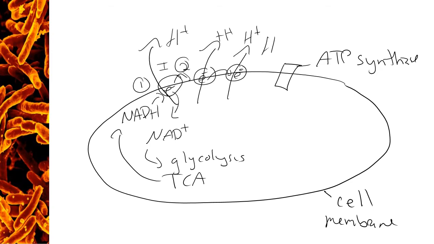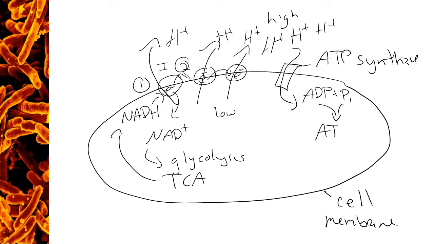This creates a proton gradient, what we also call the proton motive force, where we now have a high concentration of protons outside the cell compared to a lower concentration in the cytoplasm. Anything that has high concentration on one side and low concentration another will like to diffuse down its gradient. And so those protons will diffuse through ATP synthase, and that's going to power ATP synthase to take ADP plus inorganic phosphate and combine them to make ATP.